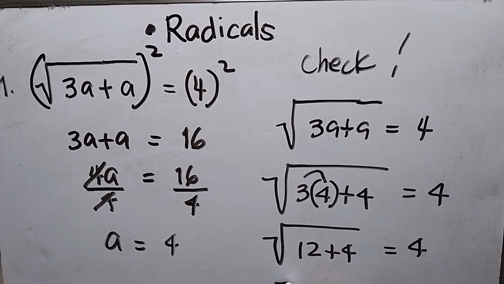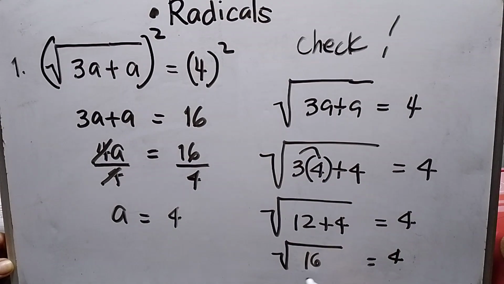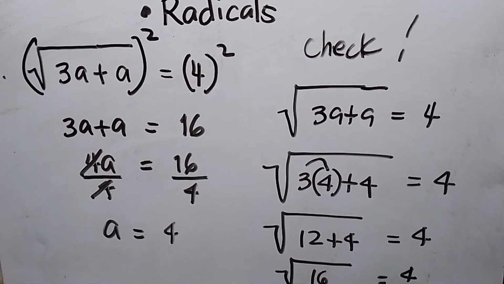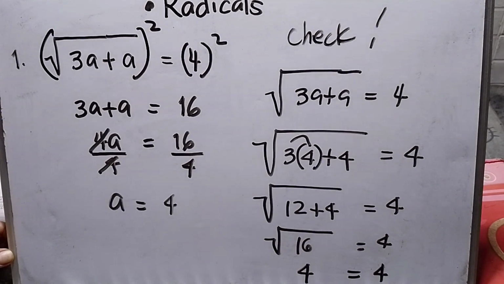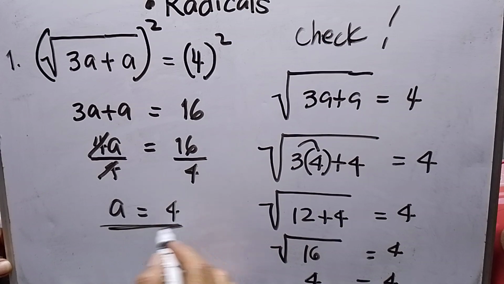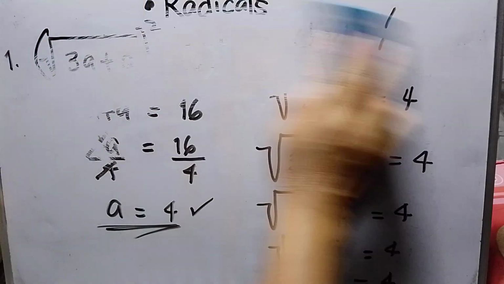So 12 plus 4 equals 16, and this will be equal to 4. And then we know that square root of 16 equals 4. So 4 equals 4 is correct. So therefore, a equals 4 is correct. Now let's proceed to number 2.